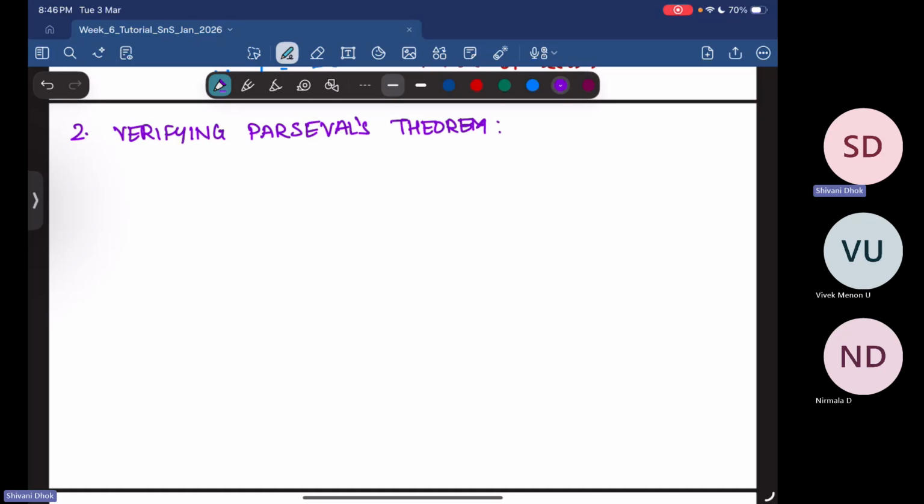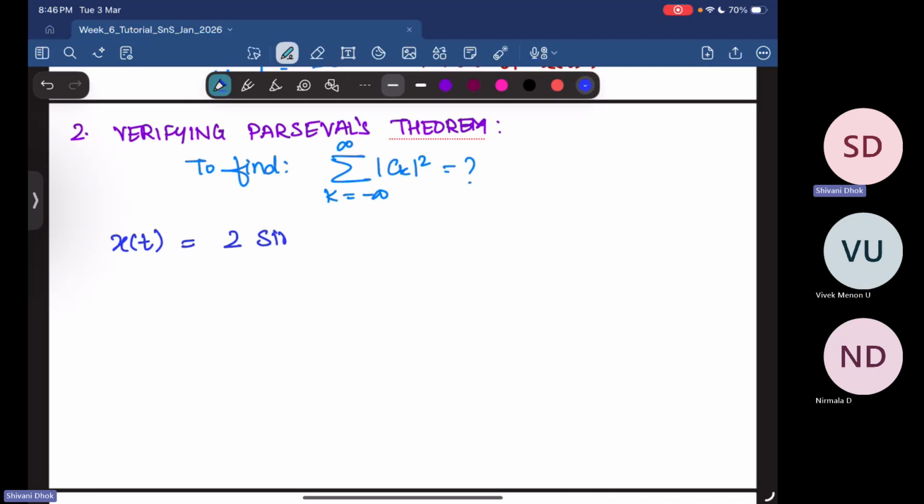For that, what do we want to find? To find summation k running from minus infinity to infinity, magnitude of ck square. And for that, first we need to figure out the ck's. Now again, what is your x of t? The x of t that we have is again a sinusoid. So it is 2 times sine of omega naught t plus 5 times cos of 2 omega naught t.